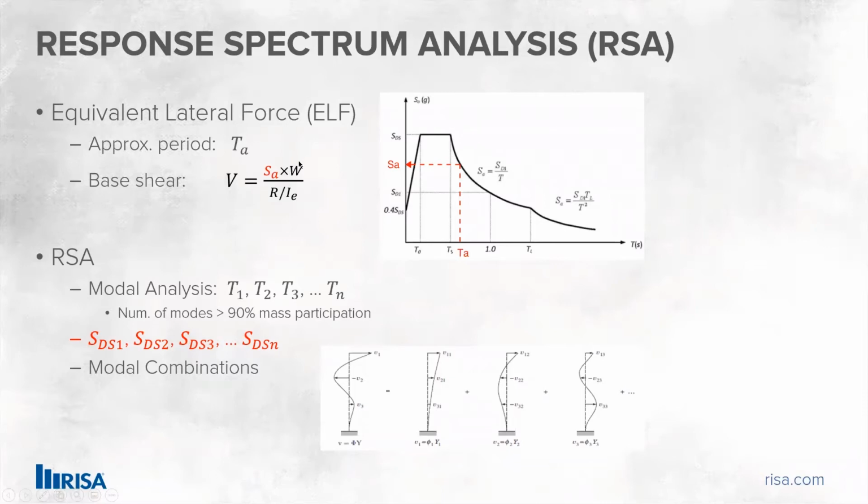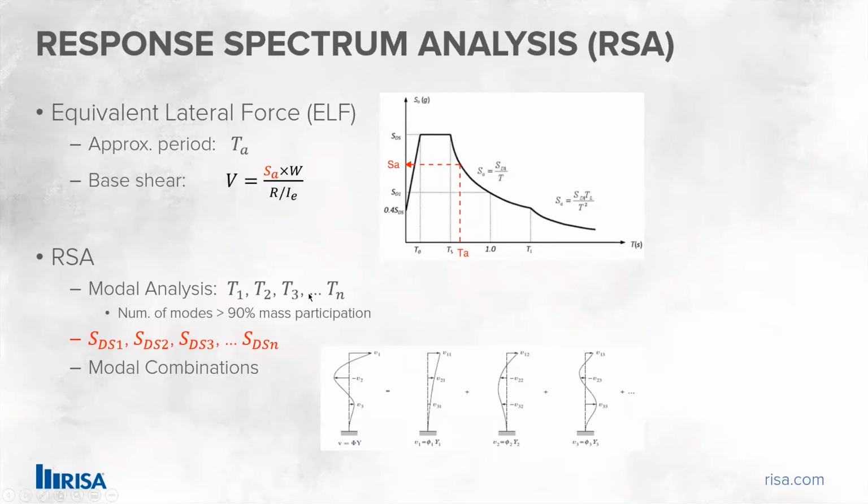Using that response in acceleration, we multiply it by your mass, and divide it by R times IE. The R factor is here to reduce your responses. The reason for that is this spectrum is developed for an elastic system. But in reality, in your structure, you have yielding, you have cracking, so you have ductility in there. So the actual response is not going to be as big as what's shown in this spectrum. So you need to divide it by this R to bring it back down to a ductile system response. That's basically what R is for. In this way, you can get your base shear.